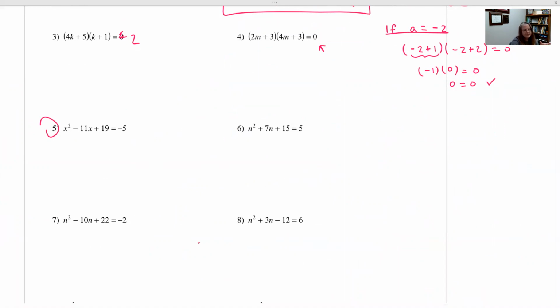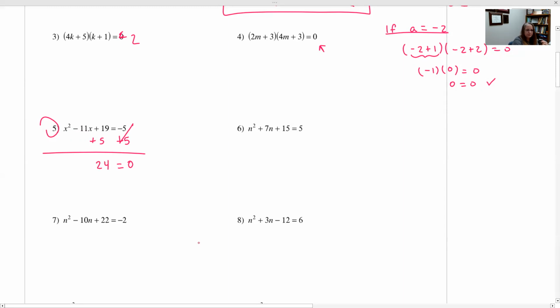So number 5, I want to solve this by factoring. And the idea here is we have to have a 0 on one side. So I need to add this 5 to both sides. So I have my 0 over here. And then I'm going to simplify. I got to combine like terms. So 19 plus 5 is 24.